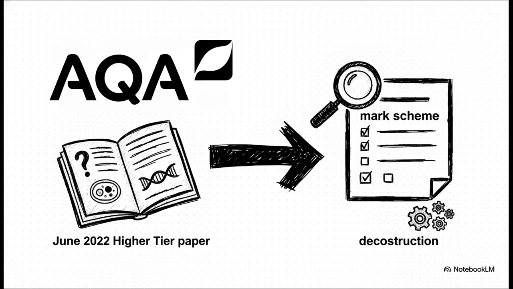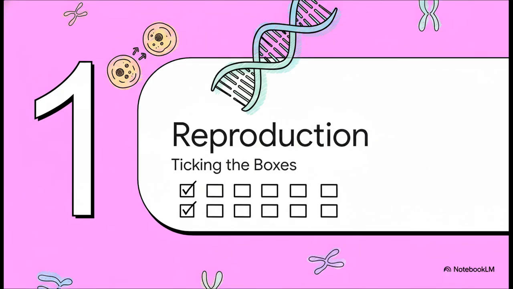So, on the left, you've got the challenge, the June 2022 higher tier paper. But on the right, that's our secret weapon, the official AQA mark scheme. We're going to use this to literally pick apart question 1, showing you precisely how to tick every box and grab every single mark. All right, let's dive right in with the first part. This section is all about your core knowledge of reproduction. Let's see what they're asking.